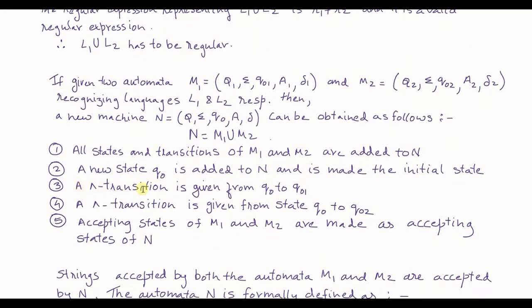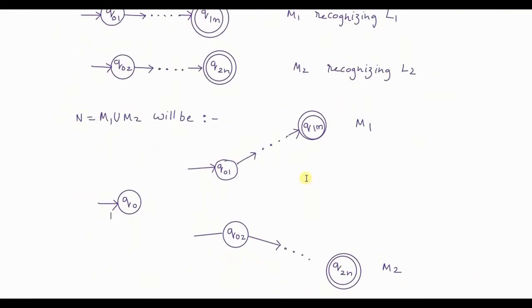Third step, a null transition is given from Q0 to Q01. So it simply means that Q0 and Q01 have to be connected with a null transition. So Q01 no longer is the initial state. It is just a simple, normal state. So a null transition is added from Q0 to Q01.